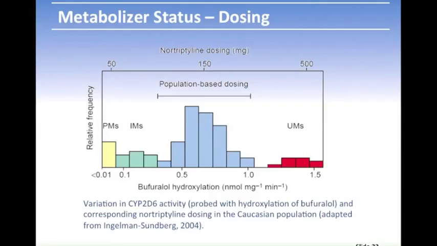Let's use nortriptyline, a second-generation tricyclic antidepressant. As indicated in the figure, the population-based dosing would be most effective on EMs. However, PM, IM, and UM patients might not respond at this dose, or even worse, they may display severe adverse events.